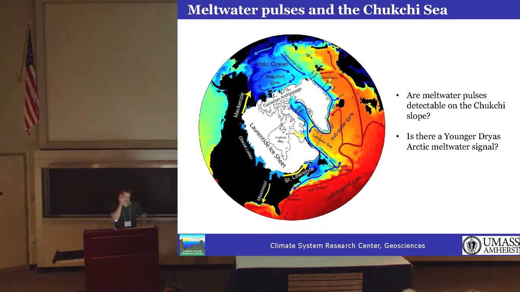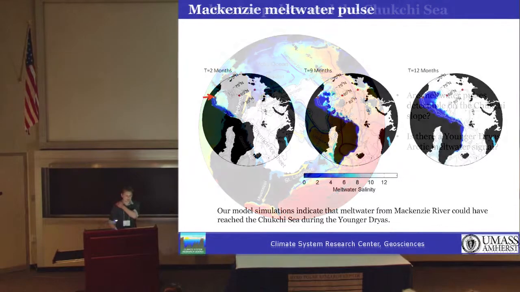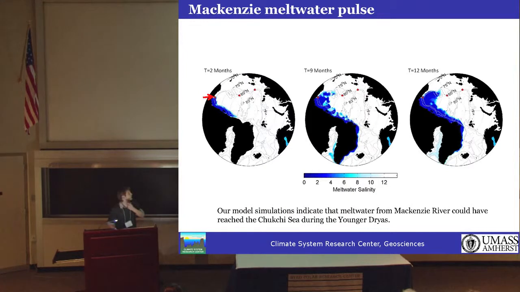The final thing I'll just mention briefly is that I'm interested in meltwater pulses as well, and are meltwater pulses detectable in the Chukchi Sea? We did some experiments where we were interested in young dry ice meltwater pulses, and we had a meltwater pulse coming out of Mackenzie River, which is where the red arrow is.